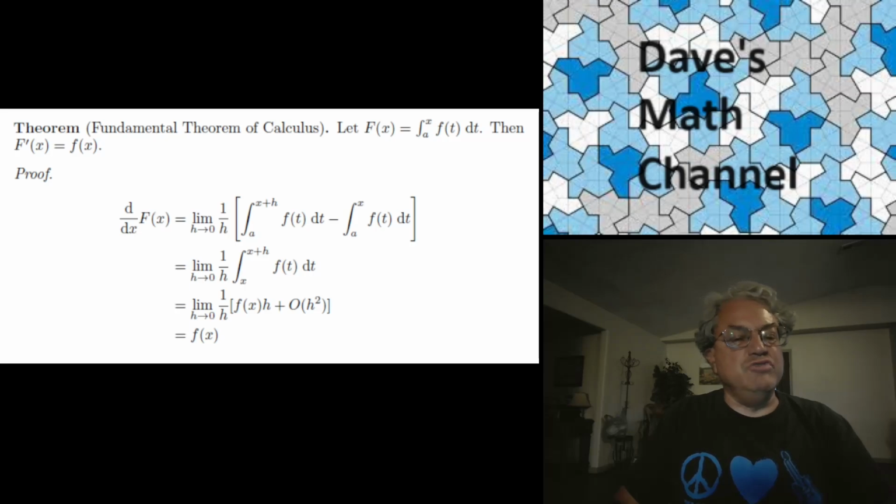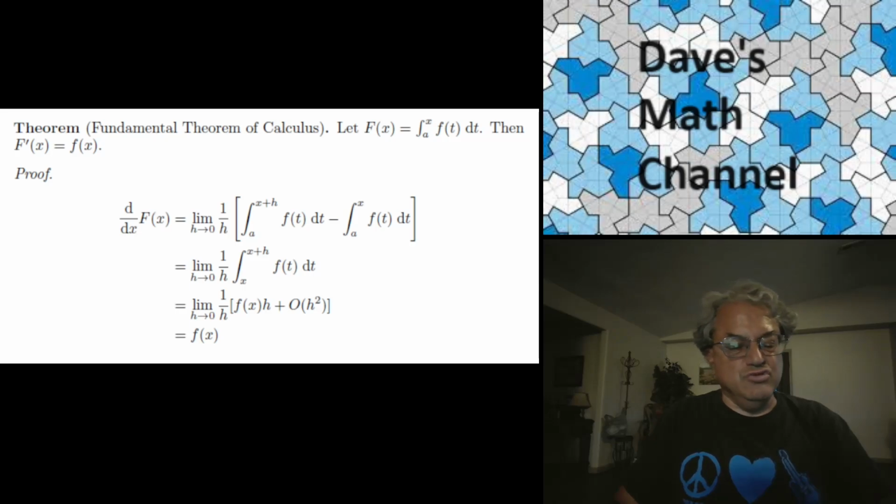I think I introduced the big O notation a couple weeks ago. It just means that in the limit as h goes to 0 it's proportional to h squared, just some constant times h squared. But we're letting h go to 0. We're dividing the whole thing by h. That's going to give us a big O of h. But since h is going to 0, this term vanishes, and we're just left with f of x. So that's the proof.